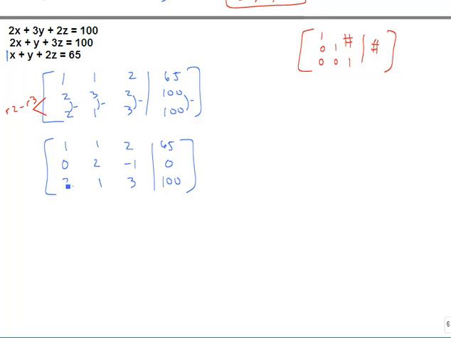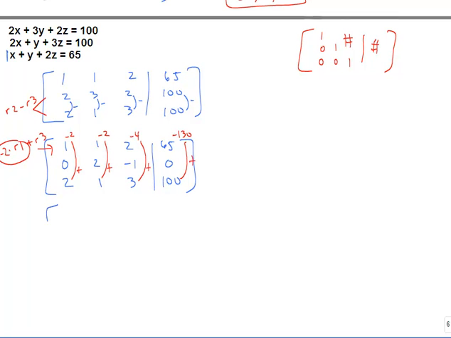Okay? To get the last 0 down here, I'm going to have to use that other method we've been using throughout the notes today. If we want to get rid of 2, then we're going to multiply row 1 times the opposite, -2, and add that to row 3. We're going to do the multiplication first. So -2 times 1 is -2. -2 times 1 is -2. -2 times 2 is -4. And 65 times -2 is -130. And we're going to take those little red numbers and add them to row 3.